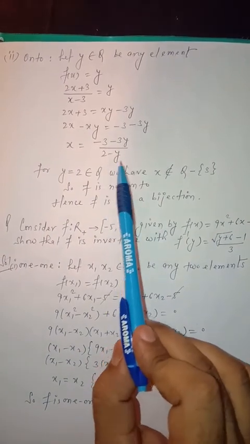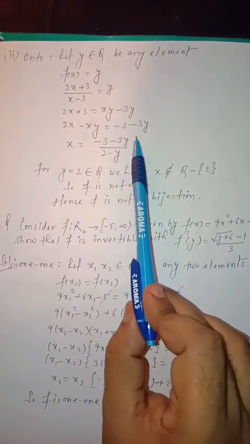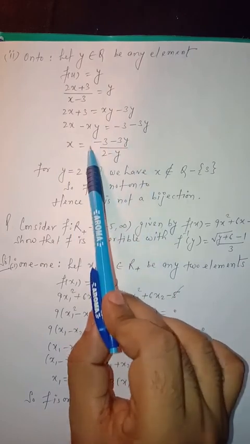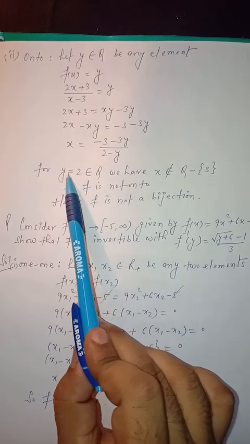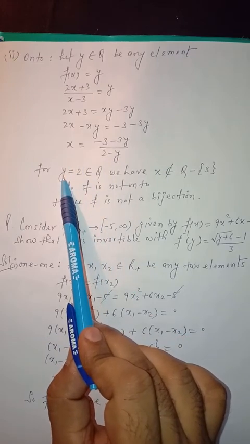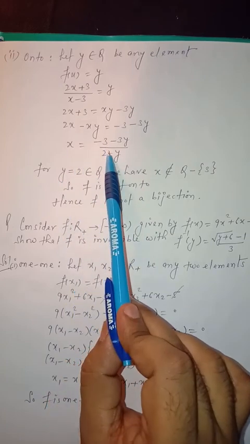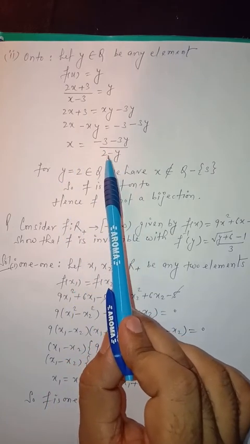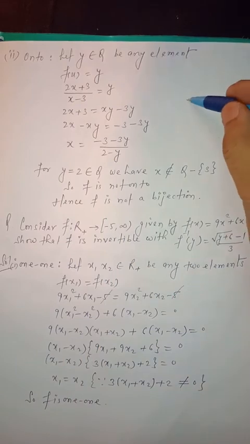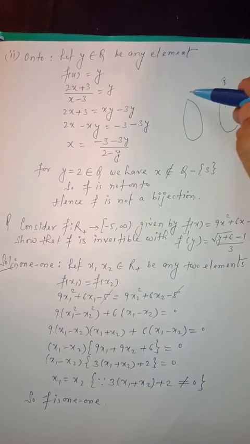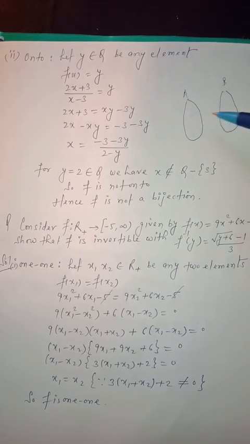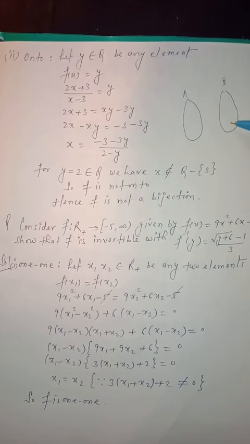So you can see from here the value of x is always possible except when y is 2, because when y is 2, x is undefined. So we will say all y is possible except 2, but for onto we have to show that all the elements in set B must have pre-image in set A, and if there is a single element here which has no pre-image, then the function is not onto.